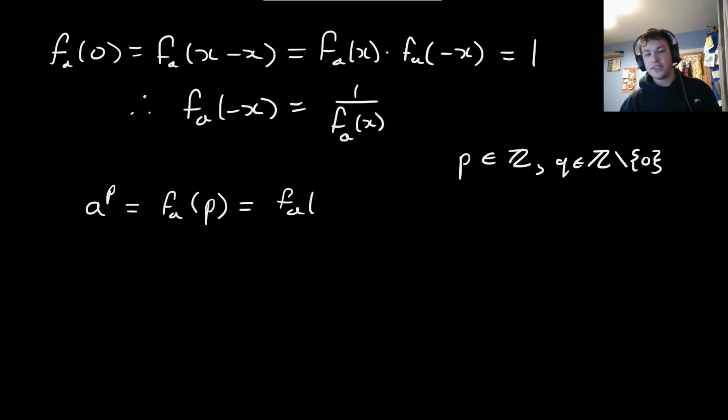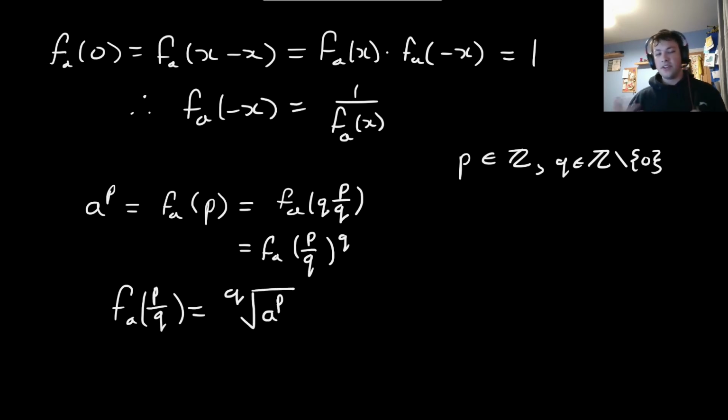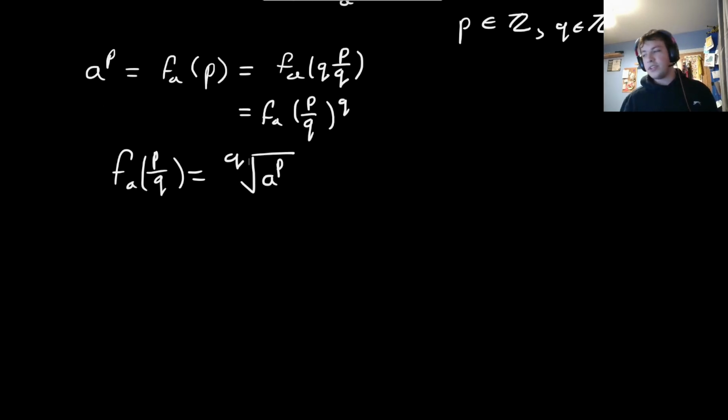Maybe I should have called this z star. So f_a of q times p over q, and so this is f_a of p over q to the power of q, right, just from our recursive properties. What that's really saying is that f_a of p over q is the qth root of a to the p. So that's another property of exponentials, and that's fine.